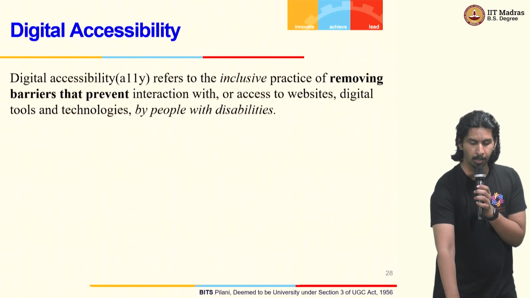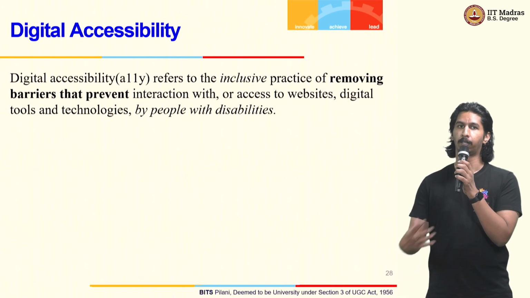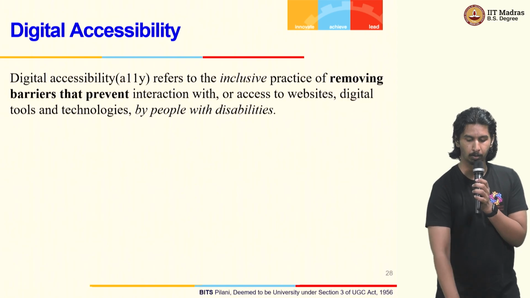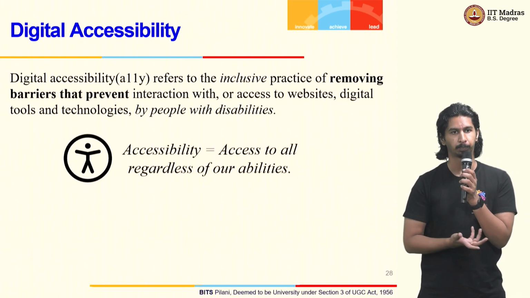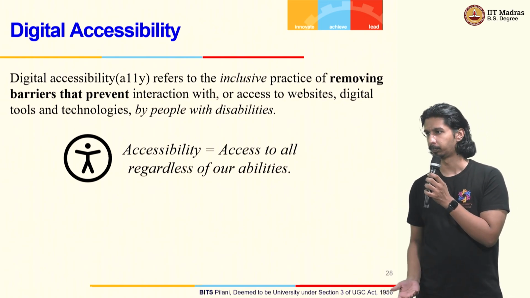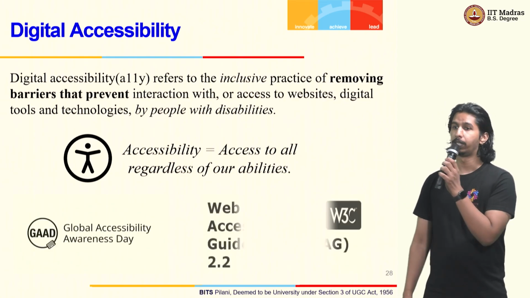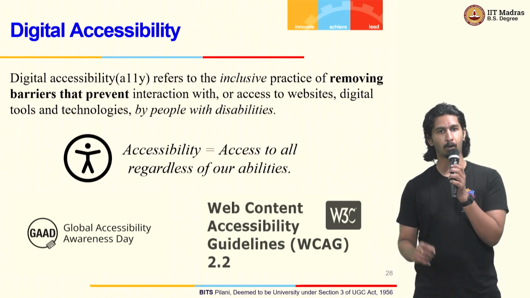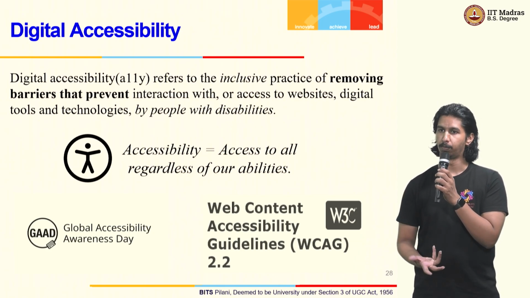So digital accessibility in general is an inclusive practice of removing barriers that prevent people with disabilities from accessing digital content and contributing to it. In simple terms, we can also say that the word accessibility can be divided into two, right? One is access, one is ability. So access to everyone, regardless of our ability, is called accessibility, right? It applies to both the physical world and the digital world. And every year we celebrate Global Accessibility Awareness Day, which is the third Thursday of every May, right? So May 16th was celebrated globally as Global Accessibility Awareness Day.